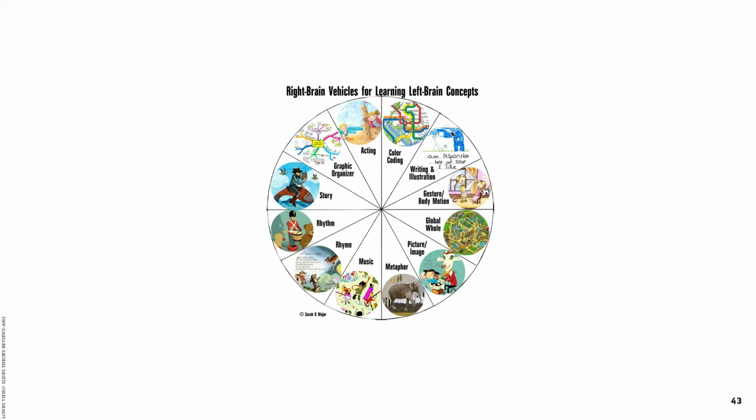How were these learned? Like what does a number mean to me and where did it come from? Now, this is another interesting illustration about concepts, another way to think of them. This is an illustration by Sarah Major that shows right brain vehicles for learning left brain concepts. So color coding, writing and illustration, gesture, body motion, global whole, picture image, metaphor, music, rhyme, rhythm, story, graphic organizer, acting as right brain vehicles for left brain concepts.